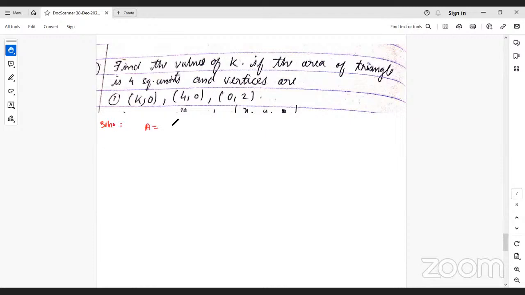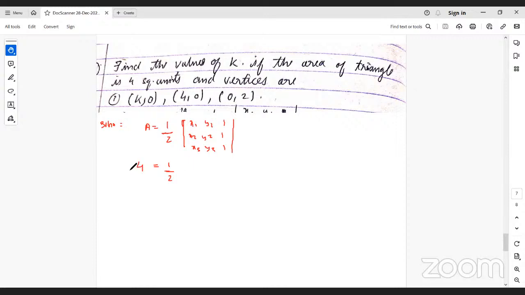A is equal to the formula, area of triangle is 1 by 2, determinant of x1 y1 1, next x2 y2 1, and then x3 y3 and 1. Okay, so the same formula we need to use, but in place of area, replace it by 4. So 4 is equal to 1 by 2.